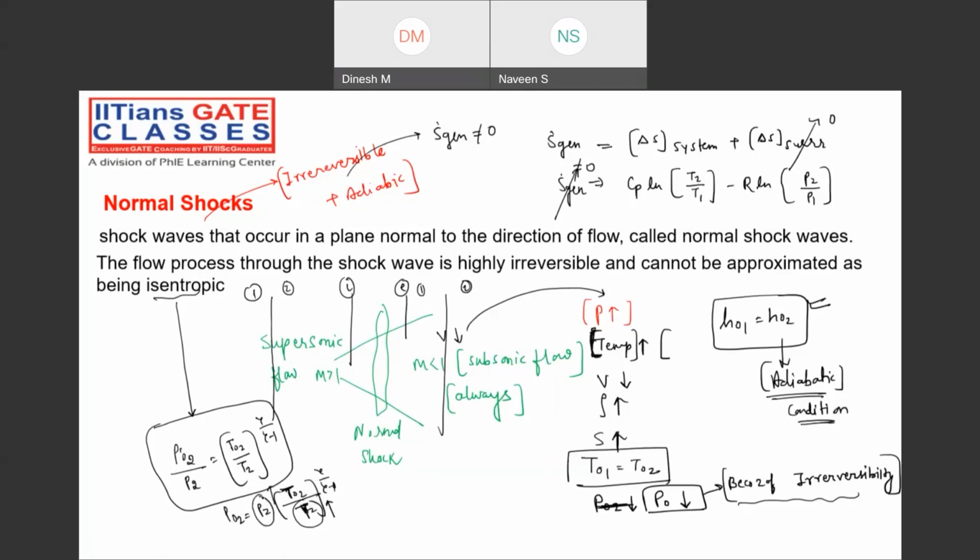P2 is also increasing, so you might be thinking P02 will be increasing, right? But that is not true. T2 is increasing in such a very high quantity that it is reducing the P02. You can do this by taking some example. Understanding my point or not?